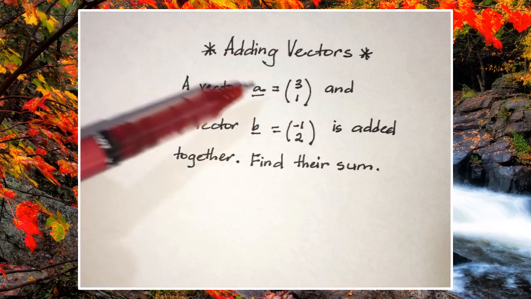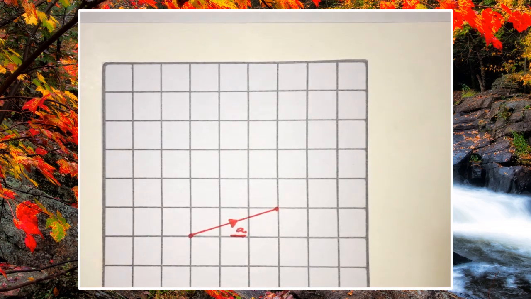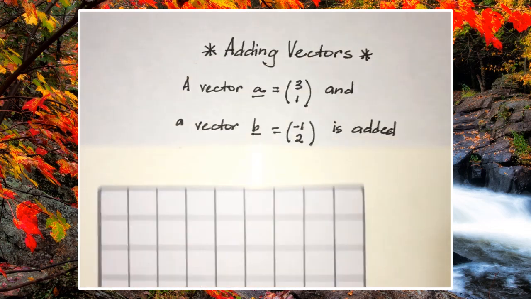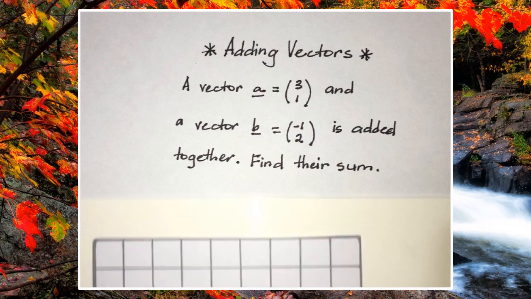So we need the vector A, which is 3, 1. Here's my vector A. Notice it goes to the right 1, 2, 3 times, and it goes up once. So that is my vector A. I need to add vector B, which is negative 1, 2.